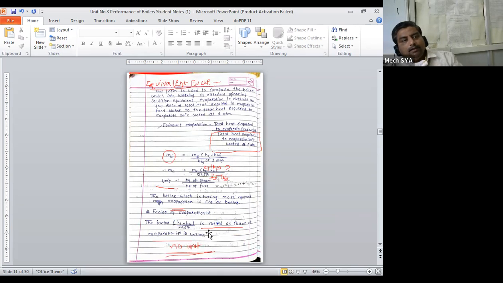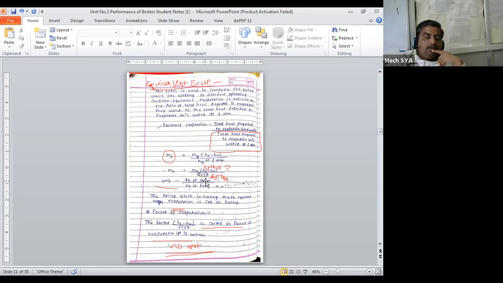Then another formula is the equivalent evaporation. It is the ratio of total heat required to evaporate water divided by the total heat required to evaporate water at 100 degrees Celsius to steam at 1 atmosphere, and is equal to Me into (Hs minus Hw) divided by Hfg at 1 atmosphere, where Hfg at 1 atmosphere is the latent heat at 1 atmosphere. This value is 2256.9, but we are considering it as 2257. So Me into (Hs minus Hw) divided by 2257.